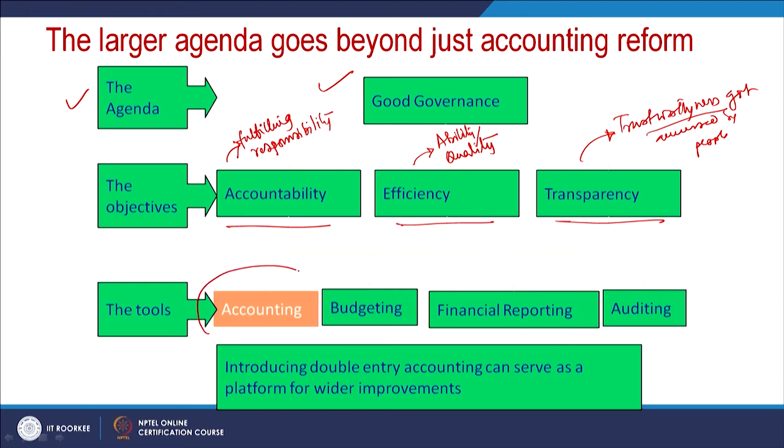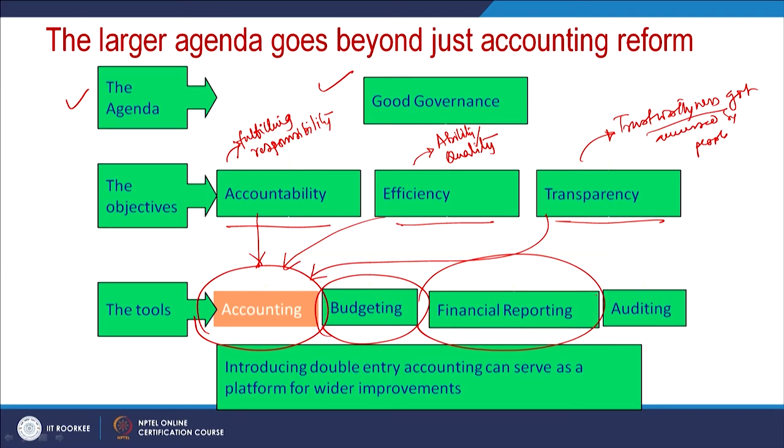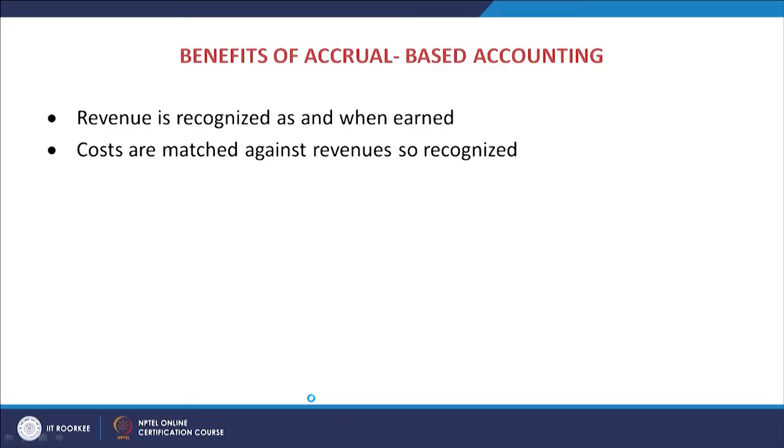So, we discussed earlier accountability and transparency. Now, accounting as a tool helps accountability because it gives the account of the assets, liabilities, accrued incomes and all those elements, and it also gives additional transparency and efficiency. With this accounting tool, there is a better budgeting procedure, financial reporting is better, and auditing is possible in a much more efficient manner because all the information is within easy reach on a better platform, a better system. So, introducing double entry accounting can serve as a platform for wider improvement of the accounting system and, as a whole, for good governance.